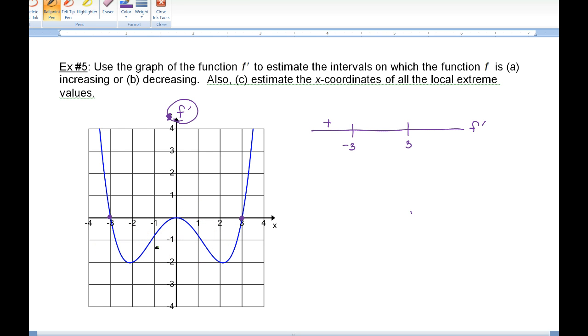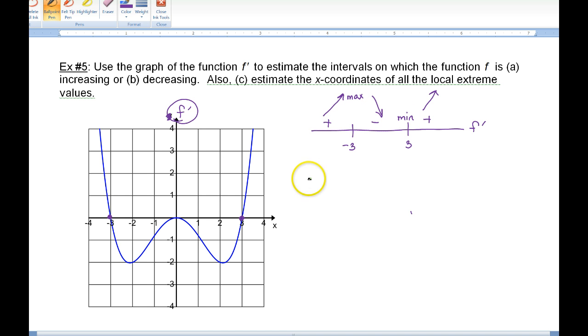We only include the value when it actually crosses the x-axis. So everything stays below. So we're going to put in a minus. And then at 3, it crosses over and becomes positive. So I'm going to draw, remember this is the first derivative, so we use my little arrows. So I can see there's going to be a maximum at -3 and a minimum at 3.